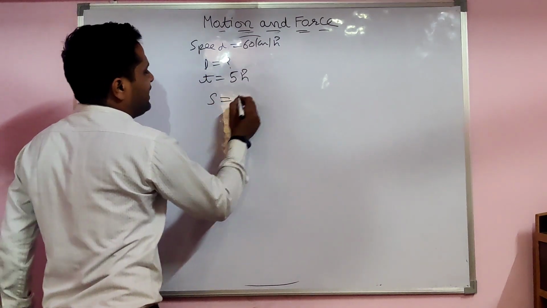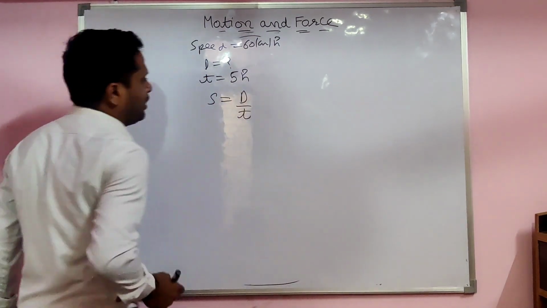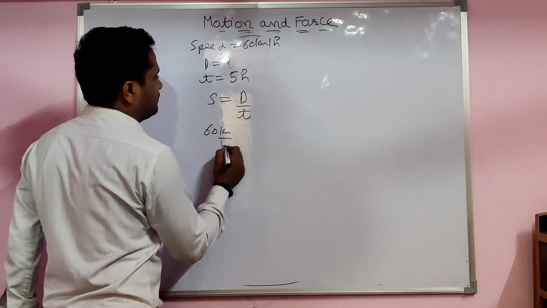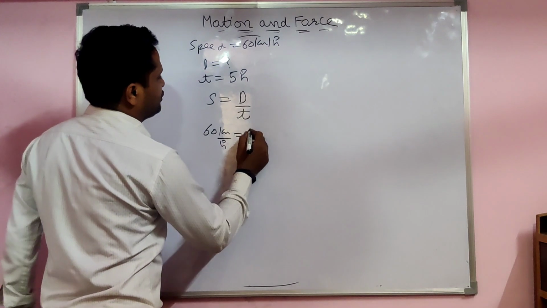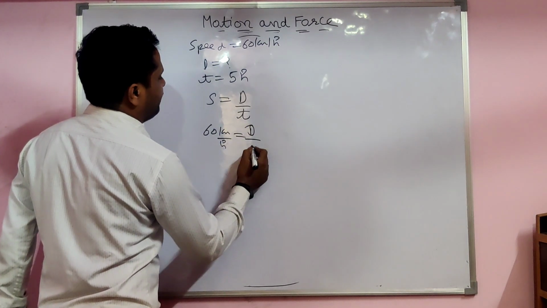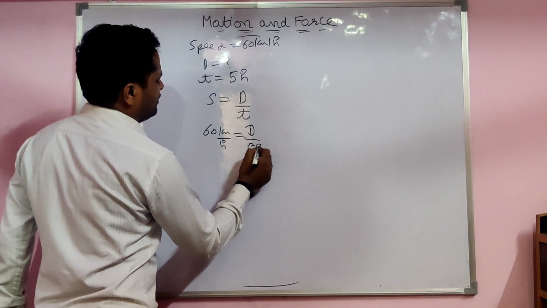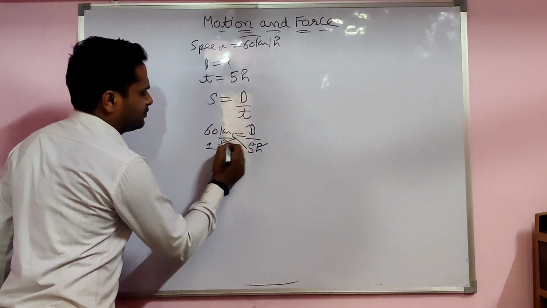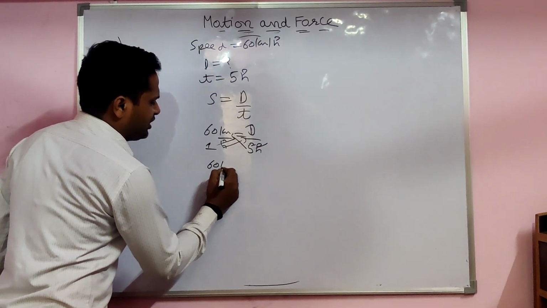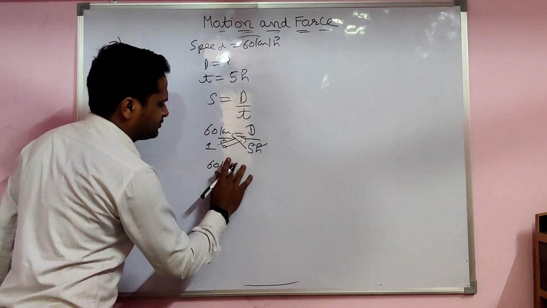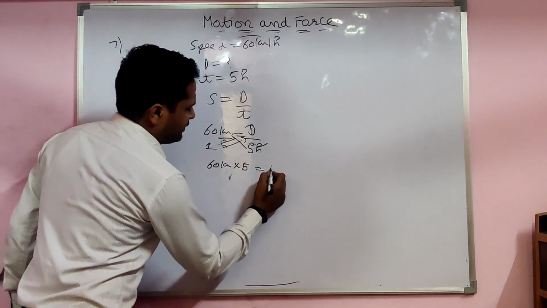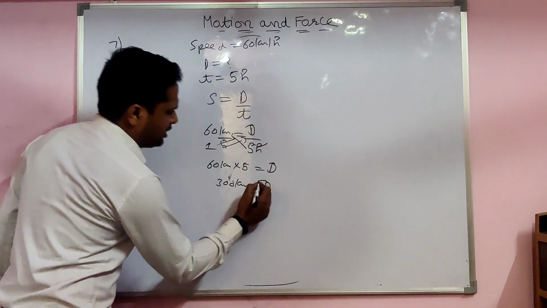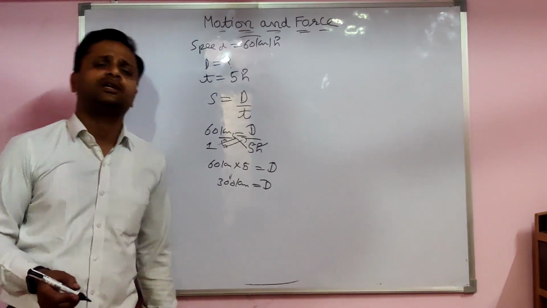The formula is speed equals distance upon time. So speed is 60 km per hour, distance is D, time is 5 hours. 5 cancels 5. Cross multiply. So 60 kilometer into 5 is D. 300 kilometer distance. Very easy numerical, students.